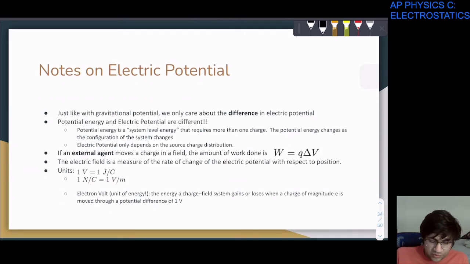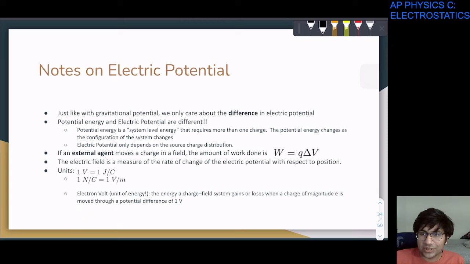And remember, in gravitational potential, we were looking at only the relative change between 2 points. If you're up on a hill versus at the bottom, we're only looking at the potential between those 2 points. It's very similar here. Now, there's a few things to keep in mind. The potential energy and electric potential are different.